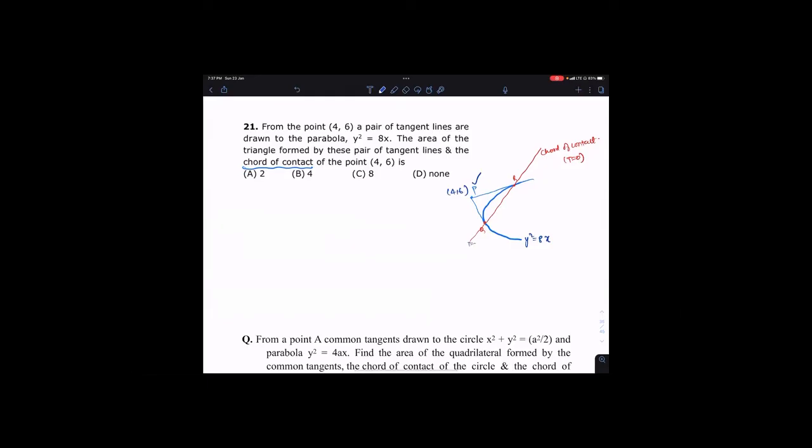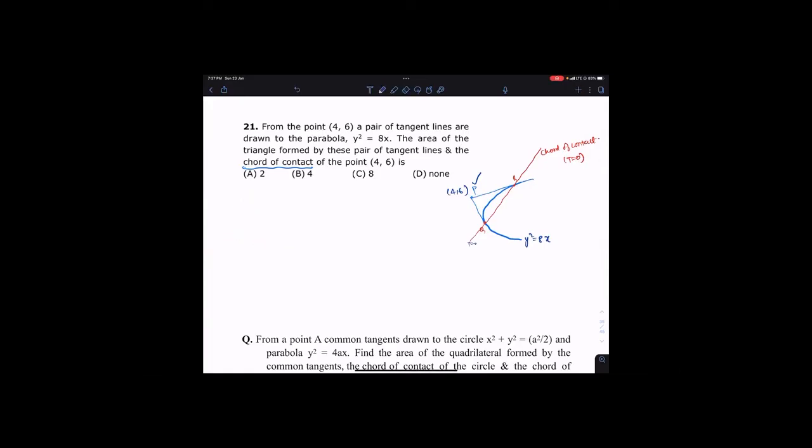T equal to 0. But just by finding the red line equation, that means we know the point (4, 6). We know the base equation. We won't get the area of the triangle. Maybe we will get the height of the triangle, but we should know the length. Base means RQ length we need. Okay, so that will not work.